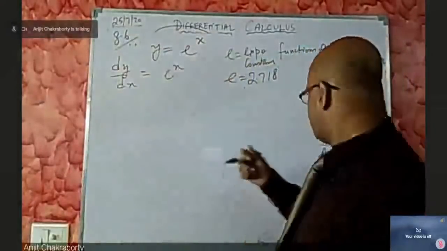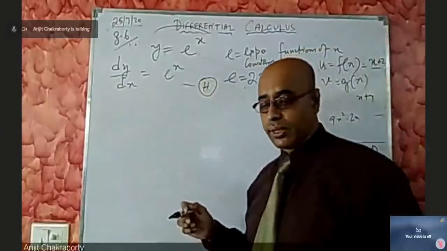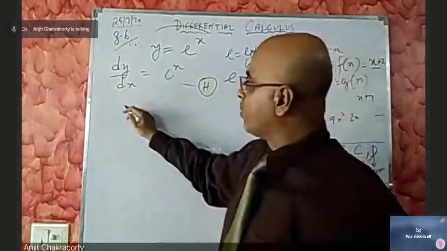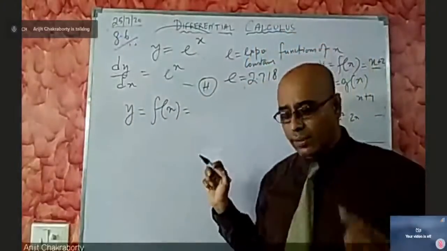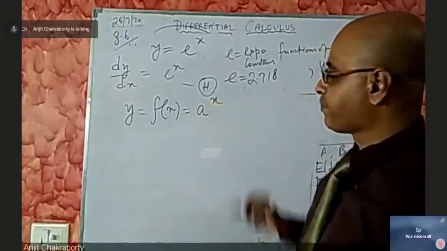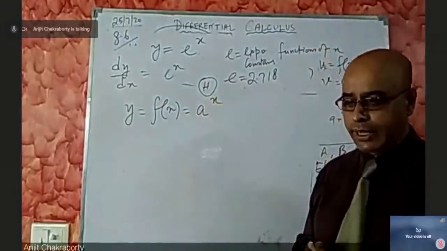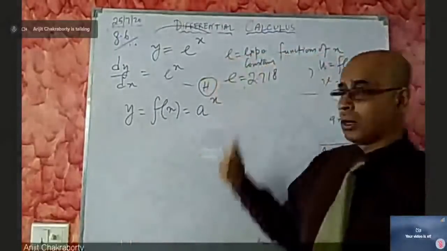After e to the power x, this is formula number H. Now we go to the next one. I will take y equal to a function of x, a new one. I will take a to the power x. Okay, a to the power x. So we have seen e to the power x. Now we see a to the power x.